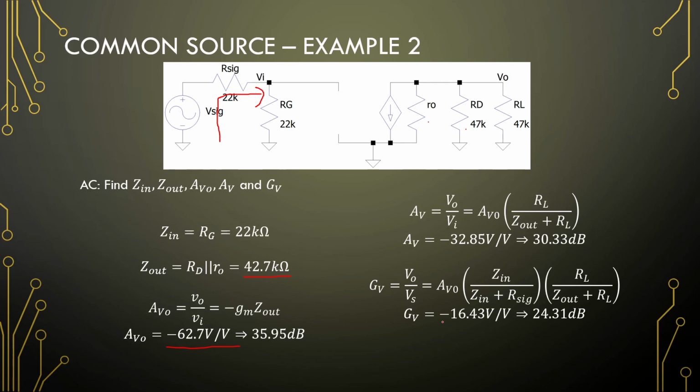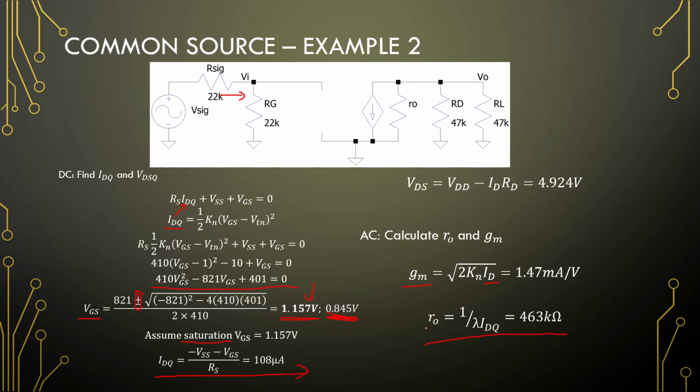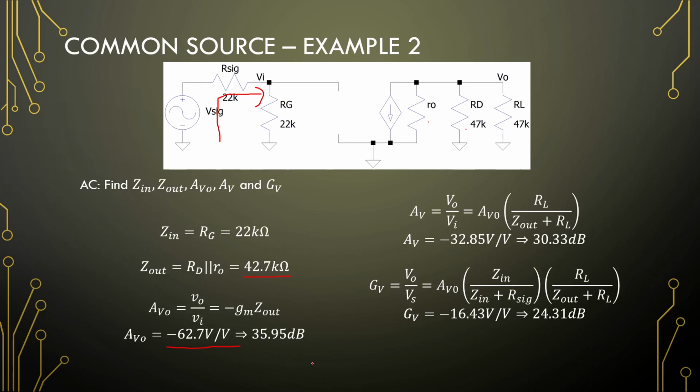Okay, so all of this is kind of easy for the analysis. The difficult part here is to find our gate source voltage, to find our drain current. Okay, so with the additional source resistor, we have to solve a quadratic equation and then figure out which one of the two is our actual gate source voltage, working under some assumptions.